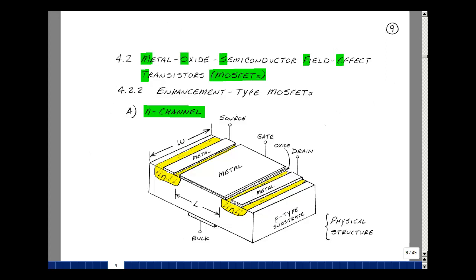This lesson deals with MOSFET characteristics. You can find these notes in the ECE302 ebook in Chapter 4 starting on page 9. MOSFET is an acronym for a metal oxide semiconductor field effect transistor.